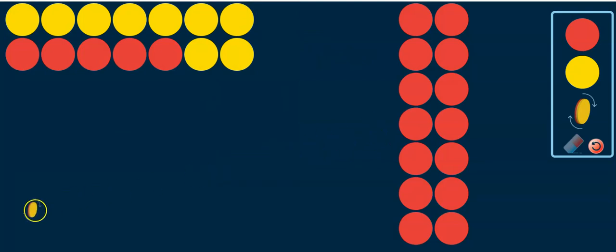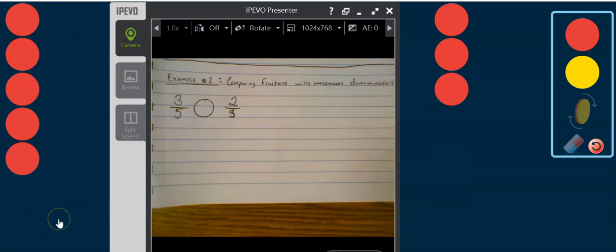Let's move on to example 2. In our second example, we are going to compare fractions with uncommon denominators. In this example, you see 3/5 and 2/3. And I have the chips lined out with the total size of each.